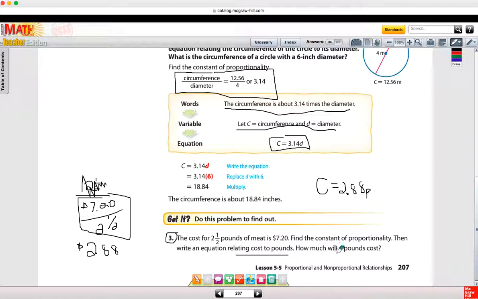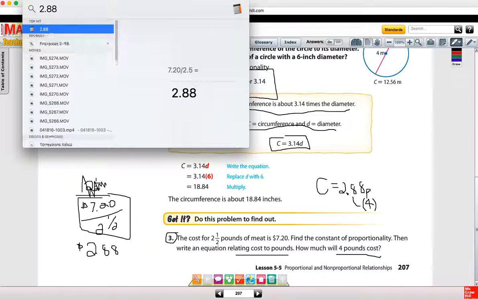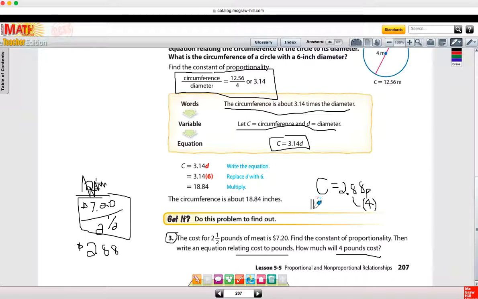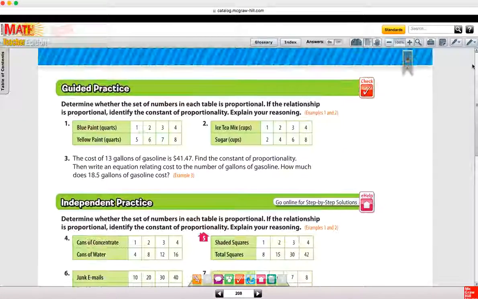Okay, and so in this case, we want to know how much 4 pounds of meat will cost. Well, we're going to plug in the 4 for the P, or pounds in this case, and multiply that times 2.88. And so 2.88 times 4 pounds is going to cost $11.52. So $11.52 is what it's going to cost us for 4 pounds of meat. Okay, so that is example 3, I believe, and that's all the examples that we have for this lesson.